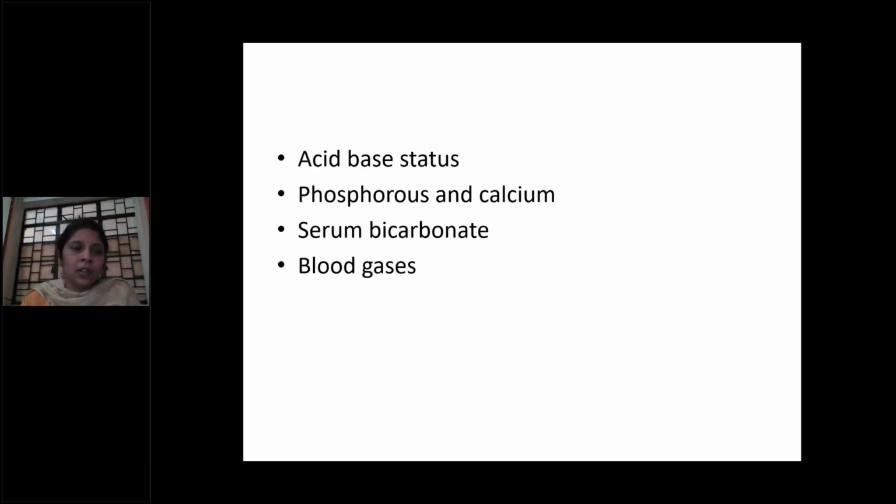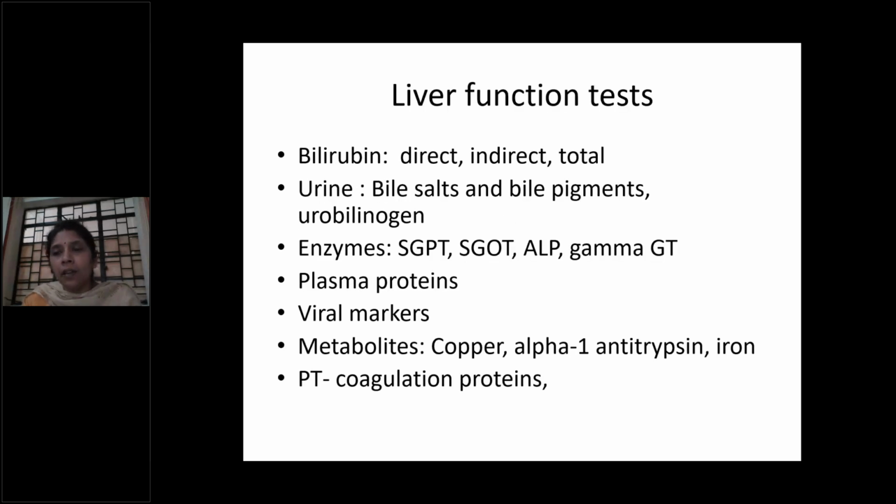We also do acid-base status because the kidney is one of the organs which maintains acid-base balance. Phosphorus and calcium levels, serum bicarbonate levels and blood gases. These are some of the tests which are done for evaluating renal function, kidney function. Now coming to liver function tests. We all know liver is one of the organs which metabolizes most of the substances present in the body, so its function is detected mainly.